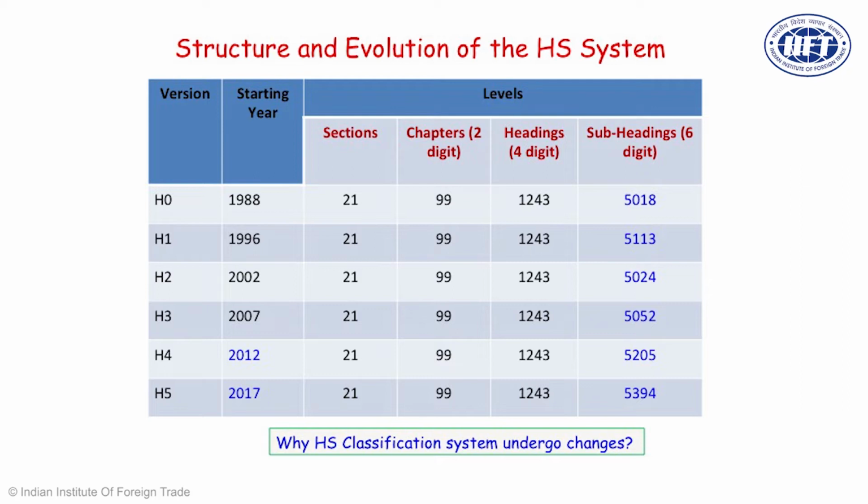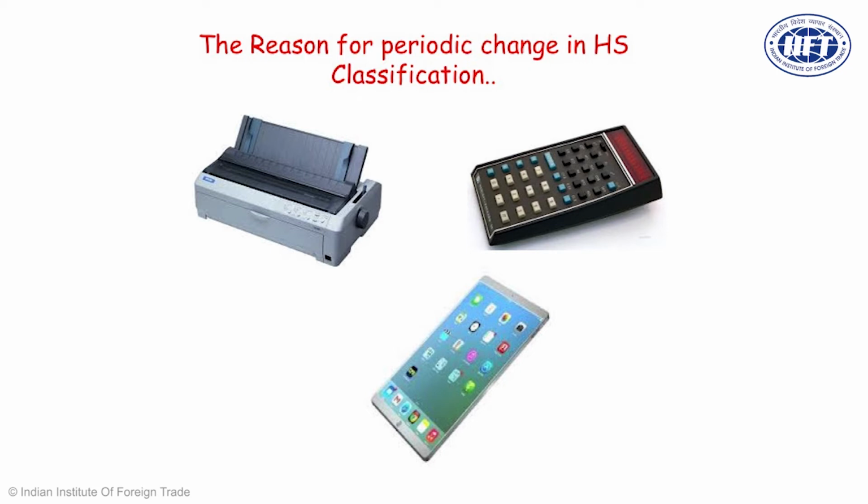Now, one thing you must have noted is that the chapters and headings are not changing over the period. The HS classification is changing almost every 5 years. It's the subheadings at the 6-digit level which change. Why? Because some new products are coming into international business, and some old products are going out of business.